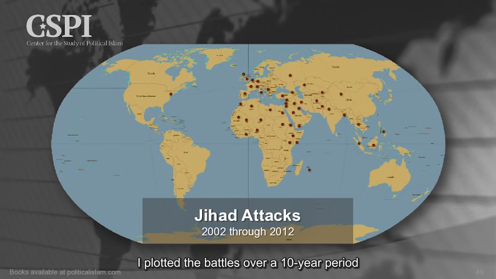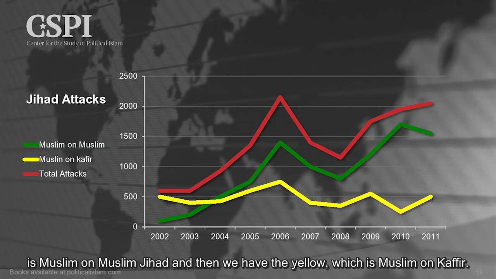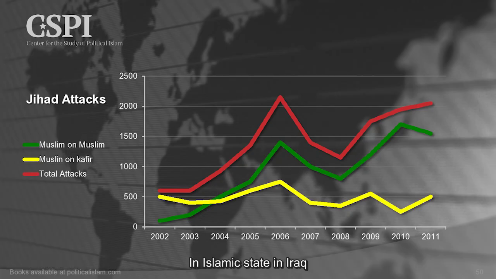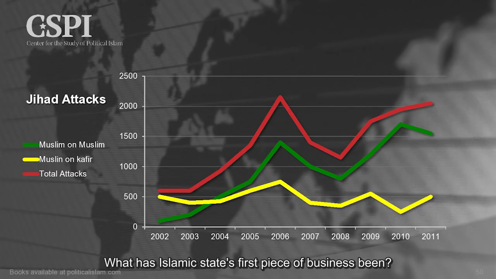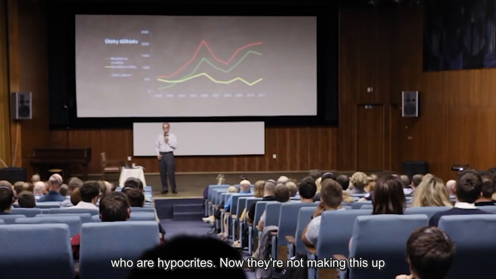Now then, I plotted the battles over a 10-year period. The red is the total number of jihad. The green is Muslim on Muslim jihad. And then we have the yellow, which is Muslim on Kafir. In Islamic State in Iraq, what is Islamic State's first piece of business to be? To kill the apostates, the Shia. To kill those who work for the government, who are hypocrites.